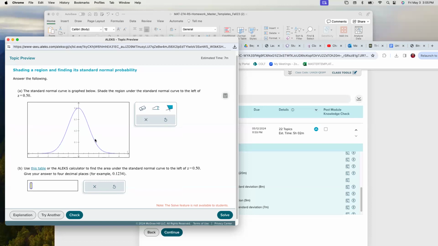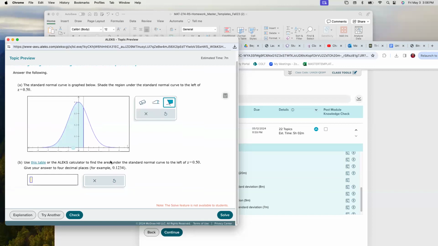So what we want to do first is go ahead and shade that region. What we do is draw a vertical segment. We're going to come over here to 0.5, click there, then click the shade button and shade to the left, and there you have it. So part A would be done.